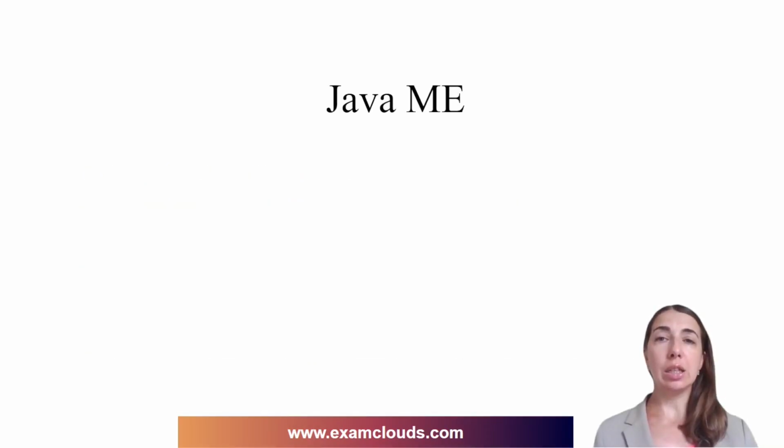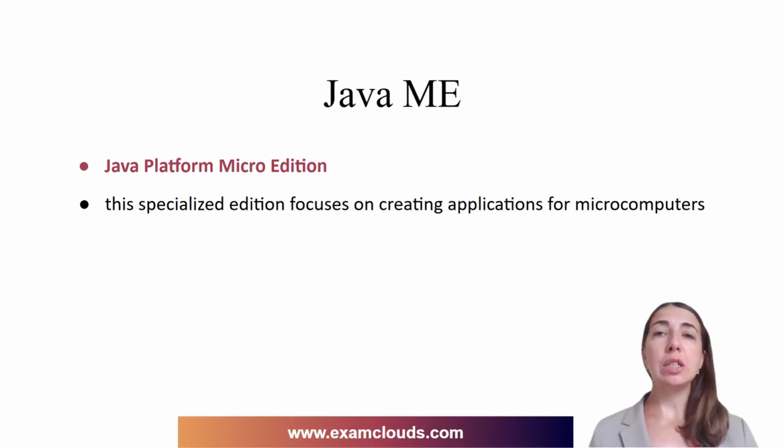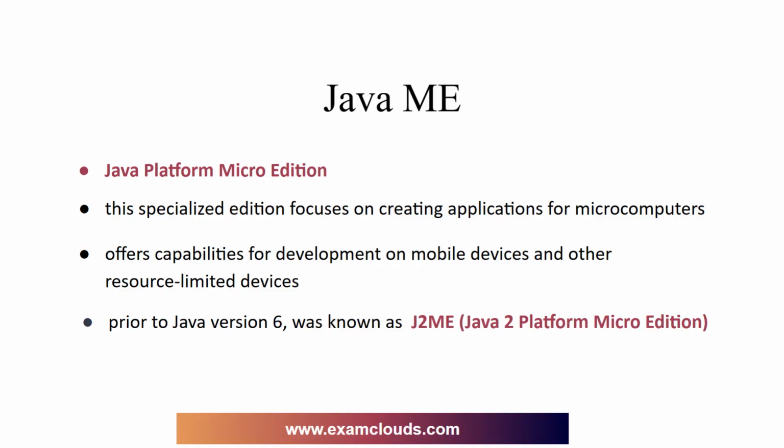And the third edition of Java is Java ME, Java Platform Micro Edition. This is a specialized edition focused on creating applications for microcomputers. It provides capabilities for development on mobile devices and other resource-constrained devices with limited resources. Prior to Java version 6, it was known as Java 2 ME, Java 2 Platform Micro Edition.